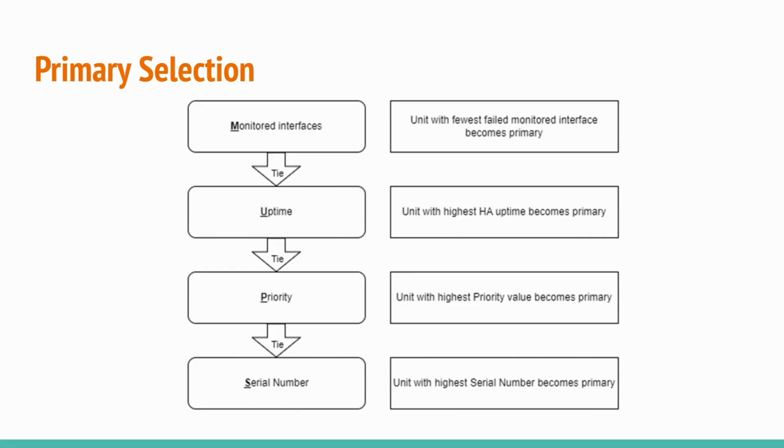For that method, it's going to select the unit with the highest HA uptime. If there's still a tie, it's going to look at the configured priority value, and the unit with the highest priority would win. And if there's still no difference after all of that, the final tiebreaker is the serial number. So whatever unit has the highest serial number takes priority.